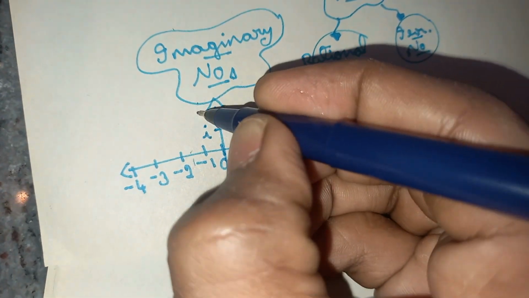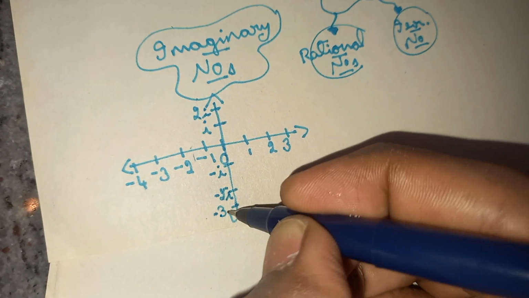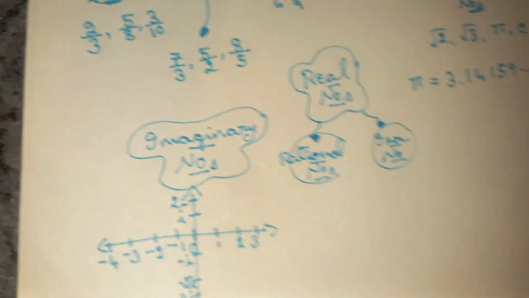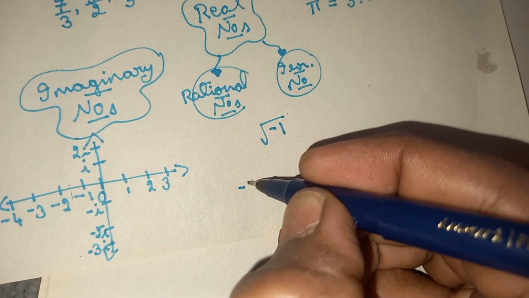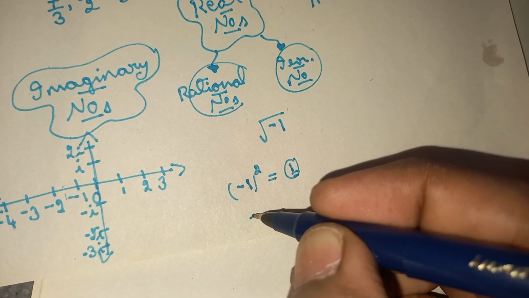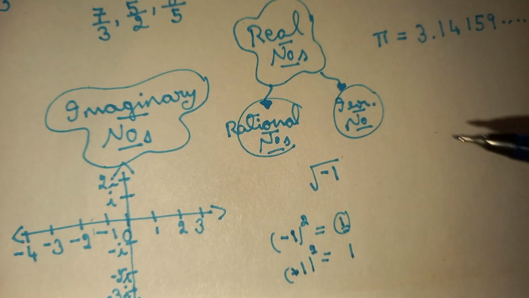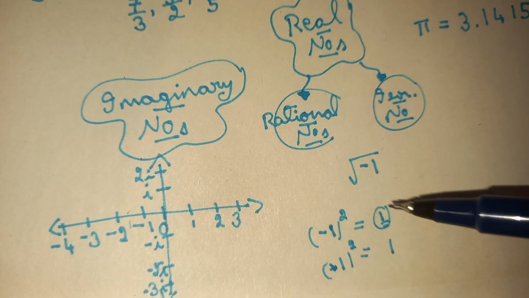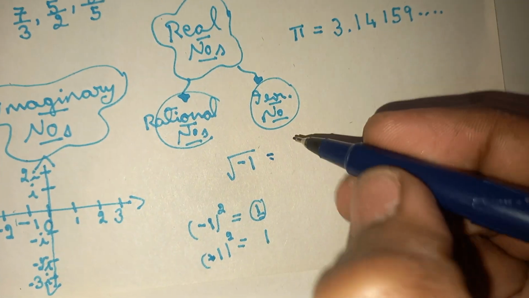They come as i, 2i, and here minus i, minus 2i or minus 3i. How do they arise? Imaginary numbers arrive when you get a number like the root of minus 1. If you square minus 1, it becomes 1, and if you square plus 1, it also comes to 1. So if inside the root it is minus 1, it cannot exist in the real world. So this exists in a completely different plane, and the root of minus 1 is known as i.